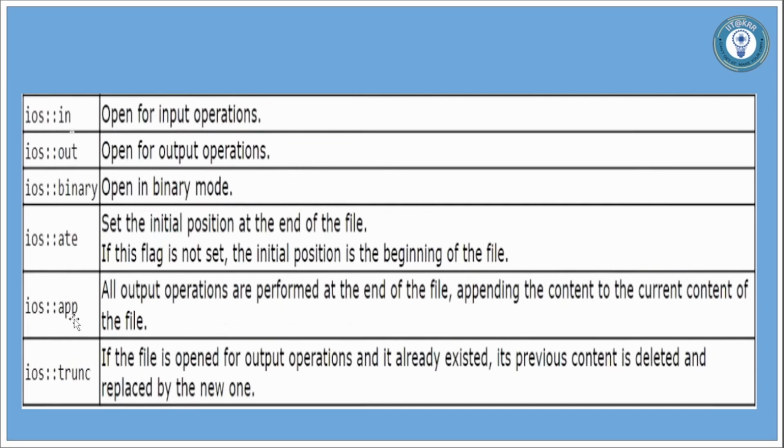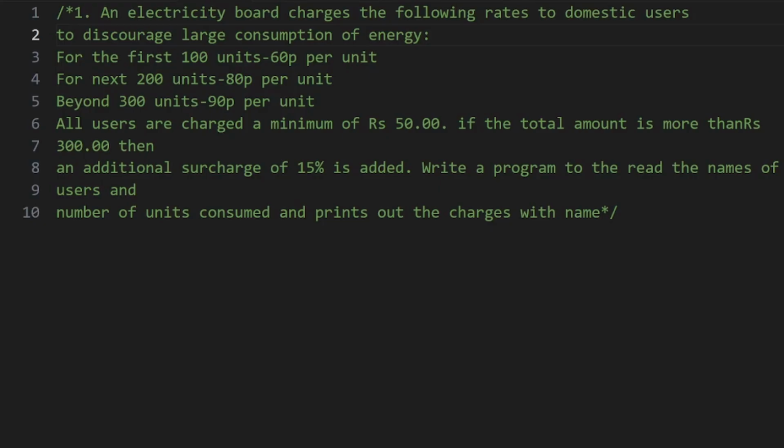When we open the file in append mode, it starts writing at the end of the file. And finally, we have truncate. This stands for truncate. It will open the already existing file and the data in the file will get deleted. Let us write a program to understand this concept clearly.